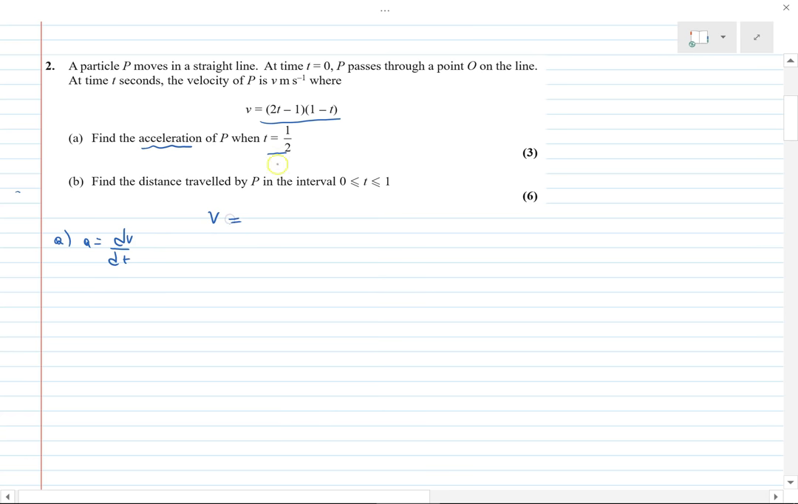But v, if I multiply this out, being careful, the squared component is minus 2t squared. The bit in t is going to be plus t from those two, plus 2t from that, so it's plus 3t. And the constant number is going to be minus 1. So that's dv by dt is equal to minus 4t plus 3. So when t equals a half, acceleration is equal to minus 4 times a half plus 3. So the acceleration equals 1. Okay.